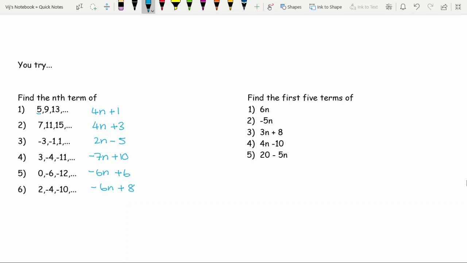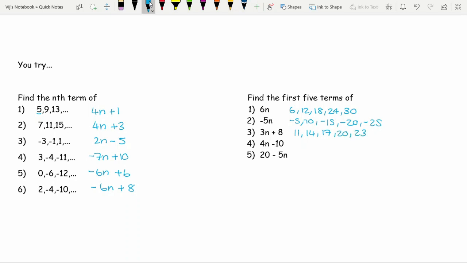And then moving on to find the first 5 terms. For question 1, it's going to be 6, 12, 18, 24, 30. For question 2, it's going to be minus 5, minus 10, minus 15, minus 20, minus 25. For question 3, the first number is going to be 11, and then we're going up in 3s, so it'll be 14, 17, 20, 23.